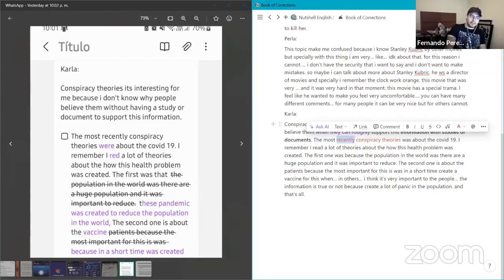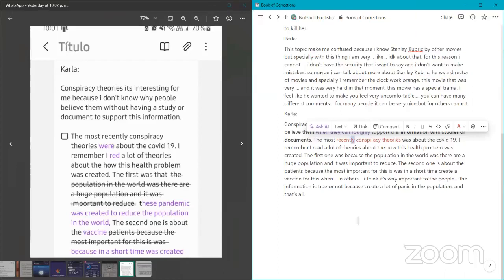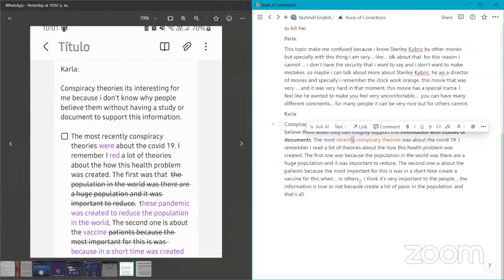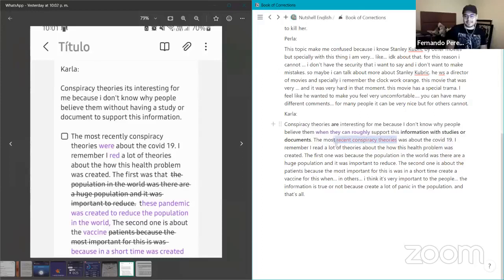This may seem like a problem of vocabulary, but it's not. It's a problem of suffixes and prefixes. Recently, with ly, is an adverb. If you remove ly, you get recent. Exactly. Now it's correct. Okay.